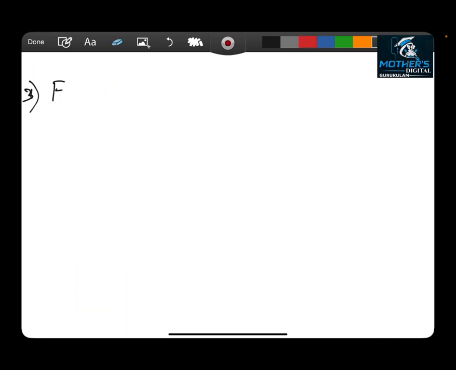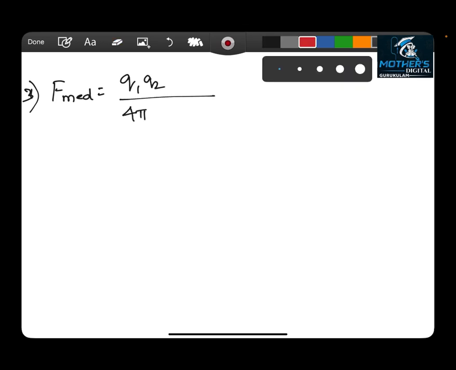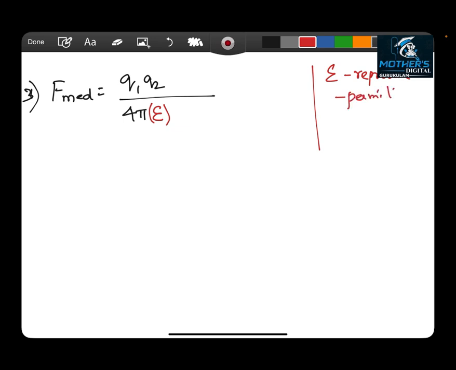When the two charges are placed in a medium, the force experienced by them can be written as F medium equal to Q1 Q2 by 4 pi, instead of epsilon naught, I'll put epsilon. Here epsilon represents the same permittivity in the particular medium, into R square.